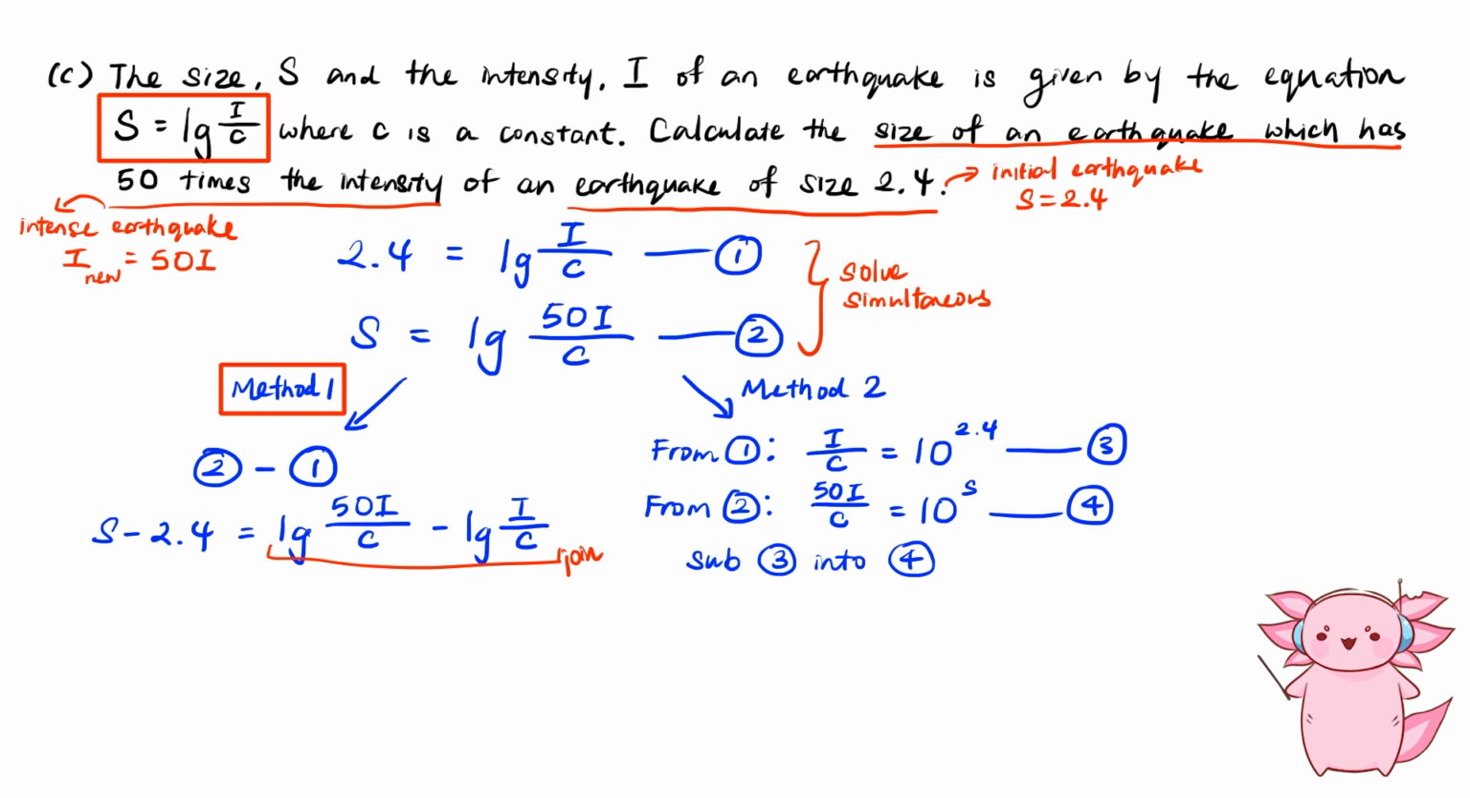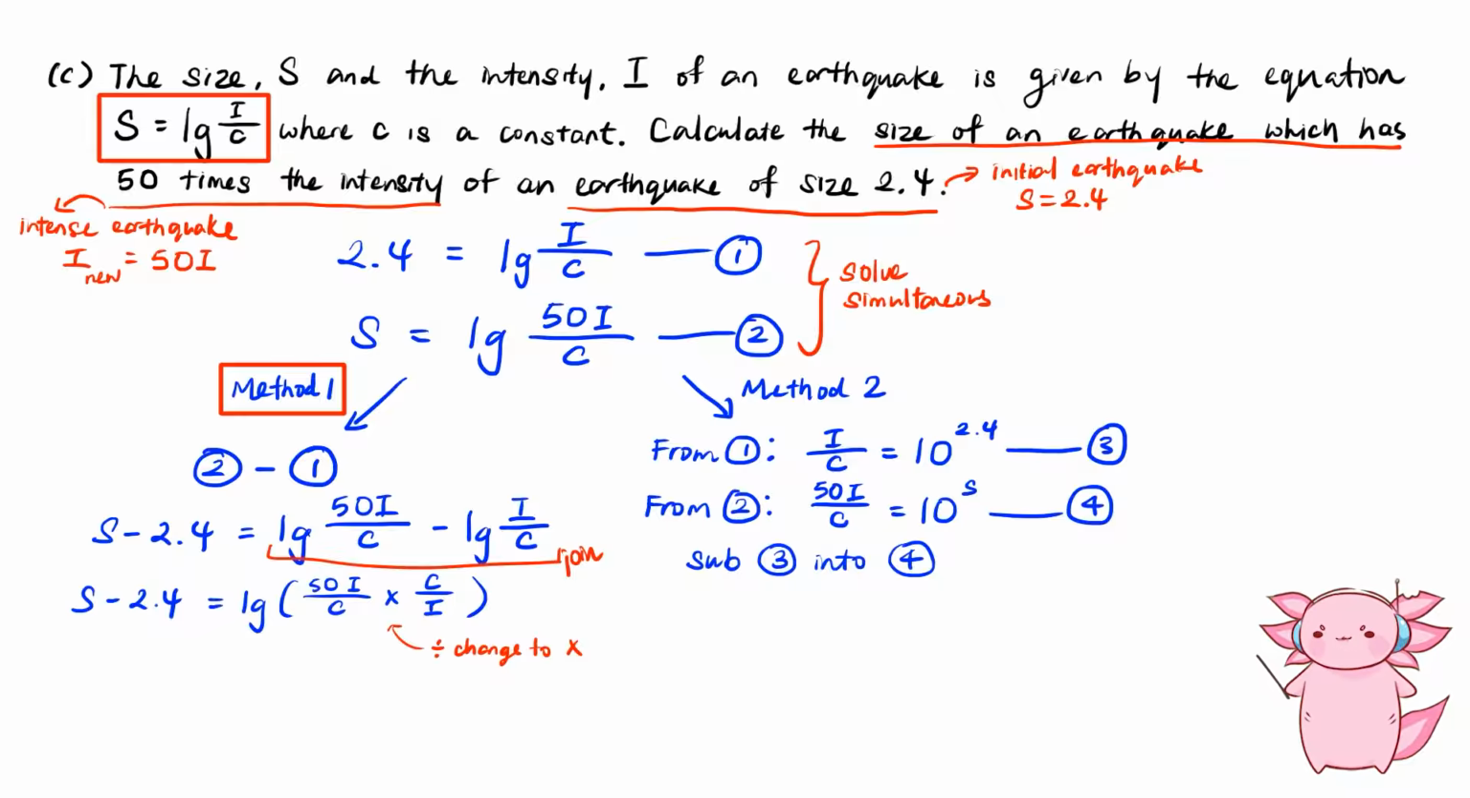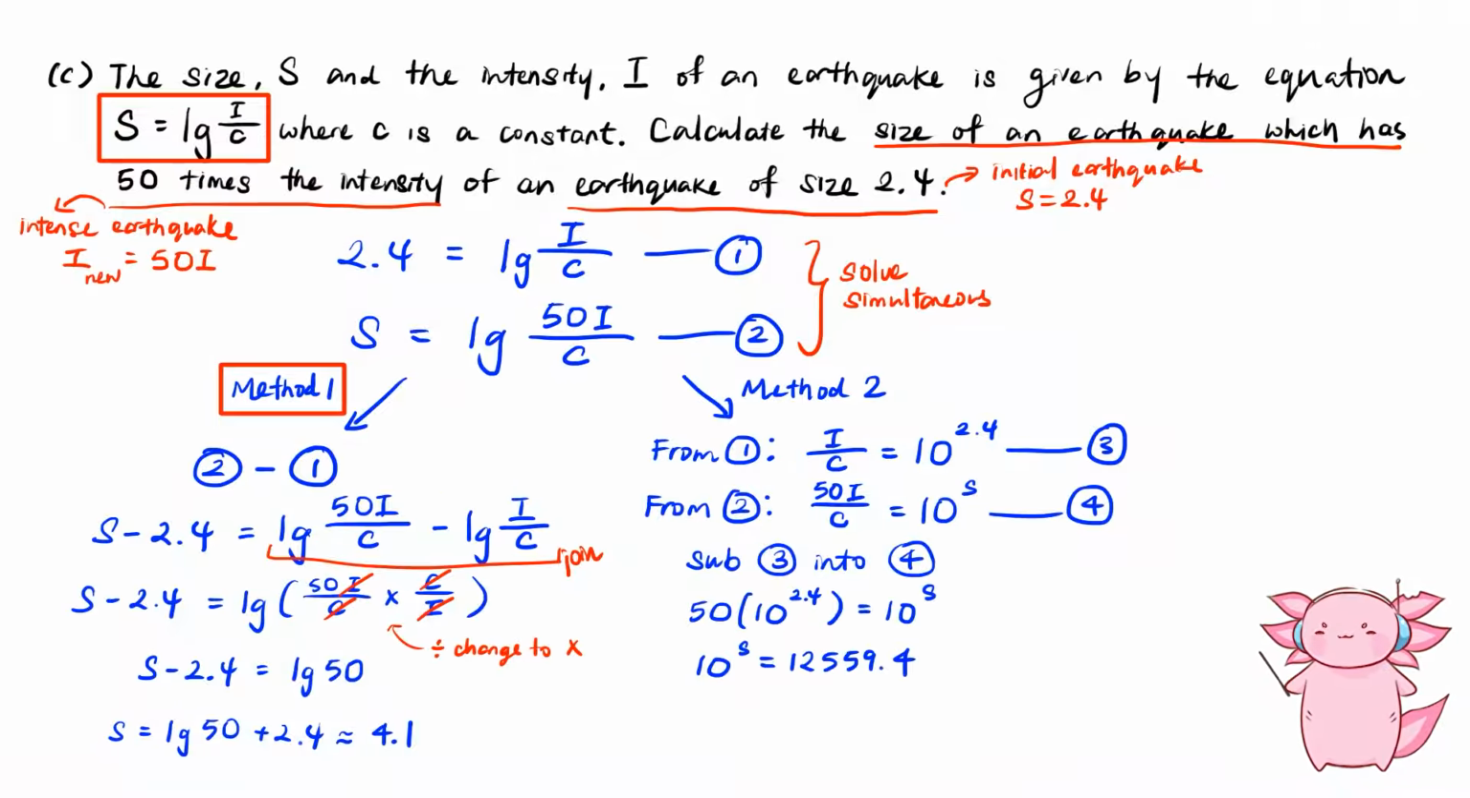So with this equation over here, we can combine the logs together, and inside here it will become a divide. Now we just change it to a times by flipping the fraction, and you can see that the I and c values will actually cancel each other off, and we can get the value of s to be log 50 plus 2.4, which works out to be 4.1. Also, here's the other method, which is perfectly valid as well.